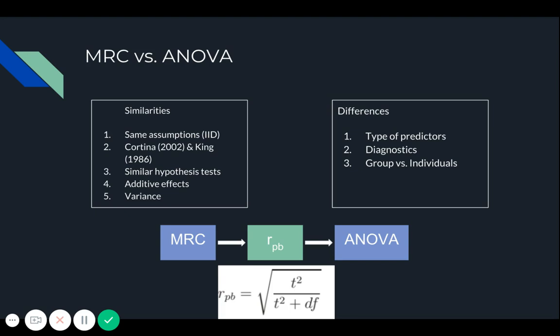So the formula essentially shows that MRC and ANOVA are a part of the same family because they share common terms. So that's all I have for Module 3, and I'm going to now show my hand calculations.